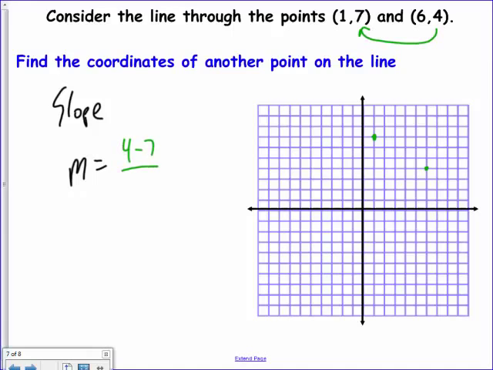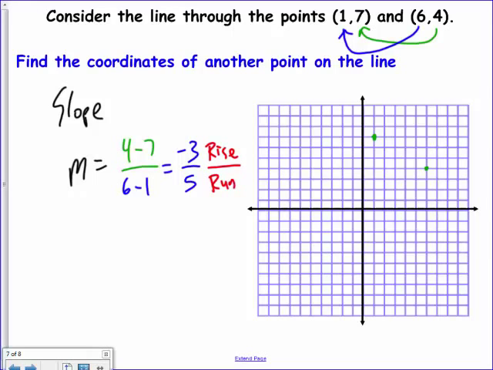And subtract my x's on bottom. Since I started with 4, I got to start with 6. So 6 minus 1. And I get -3/5. So -3/5. So how could I find another point? Well, our slope has a rise and a run, just like this.